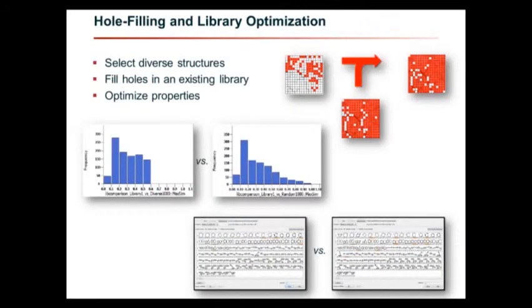So in summary, the hole filling and library optimization application from within Canvas is incredibly useful in managing and updating libraries to ensure that they are diverse, without holes, and contain an optimal set of properties. You can confirm this by running various other applications like self-organizing maps, library comparison, or scaffold decomposition.